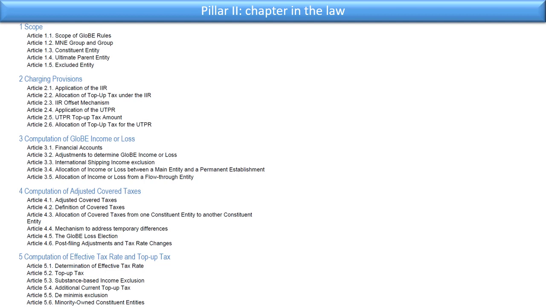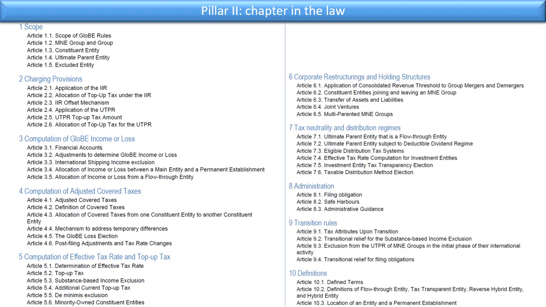You see Article 1 or Chapter 1 deals with the scope of the GLOBE rules, which is the global base erosion rules. Chapter 2 talks about the charging provisions. In other words, who pays the top-up tax. Chapter 3 tells you how you calculate the low tax income per jurisdiction, how you calculate the taxes, and once you have the taxes and you've got the income, you can calculate the effective tax rate, and that's dealt with in Chapter 5. And then we move on to special topics.